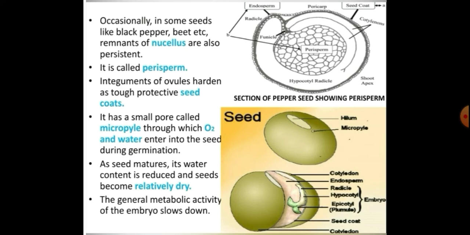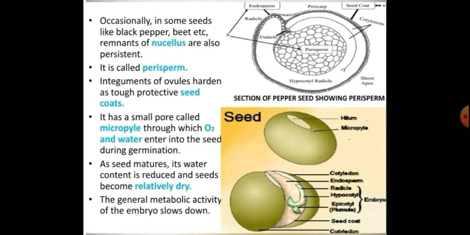Then the integuments of the ovules. If you remember the structure of the ovule, there is a first integument, a second integument, the outer covering. Those integuments of the ovules become hardened and protect the seed. That is what you see as the seed coat, the outer hard covering.